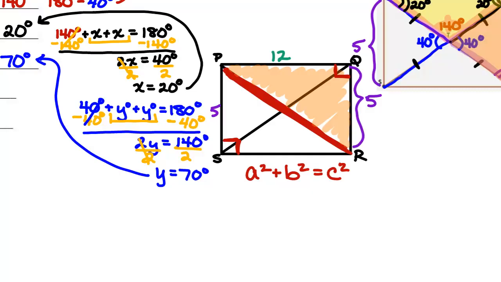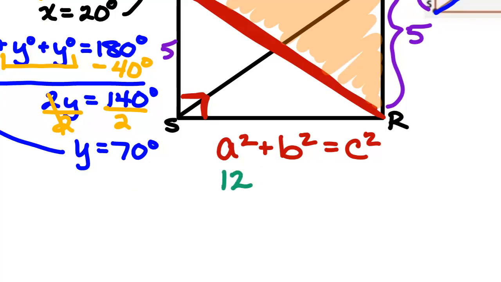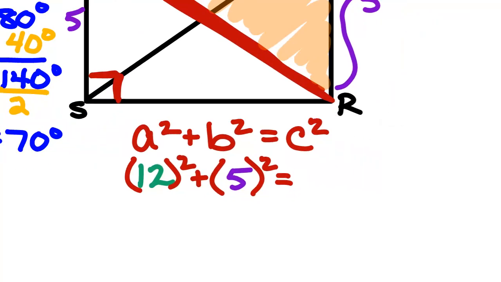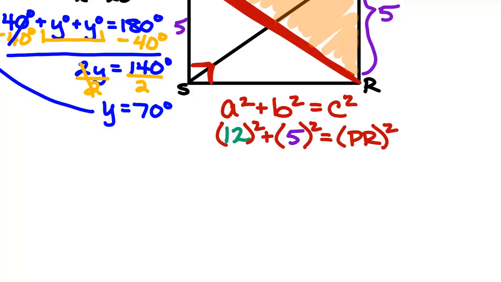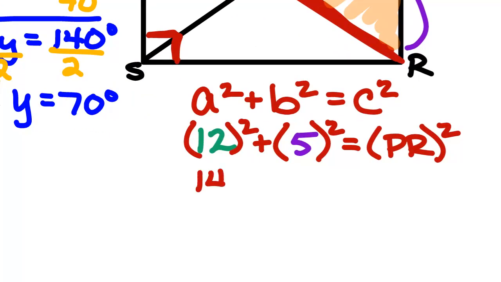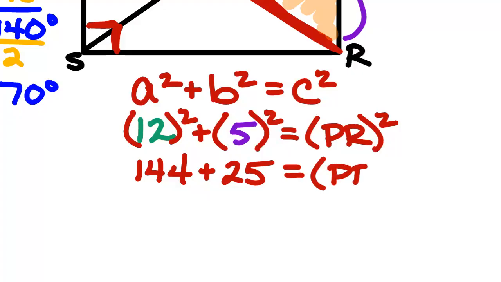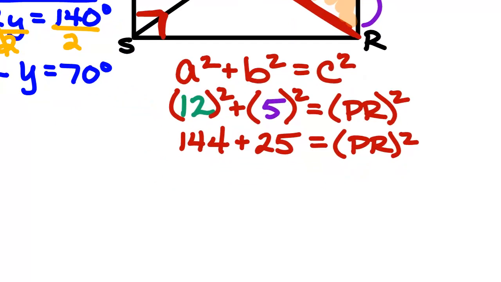So we have 12 squared plus 5 squared equals PR squared. What is 12 squared? 144. What is 5 squared? 25. Equals PR squared. What do we get when we add 144 and 25 together? 169 equals PR squared.